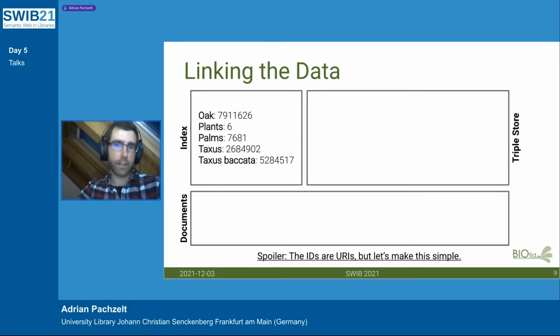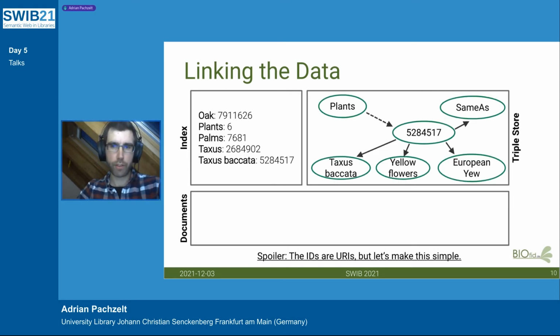So the index database is basically just, as I said, a key value database. You give it the string plants and it will return the ID 6. You give it Taxus baccata and it will return the number 528 something. In the triple store, the ontology is saved. The ontology knows, for example, that Taxus baccata is a plant. So if I query plants, I also get Taxus baccata as part of the results. It also knows, of course, the ID of Taxus baccata. It knows that Taxus baccata has yellow flowers. It knows that the trivial name of Taxus baccata is European yew. You see immediately that the ID between the index and the triple store is the same. Great, so we have already connected them.